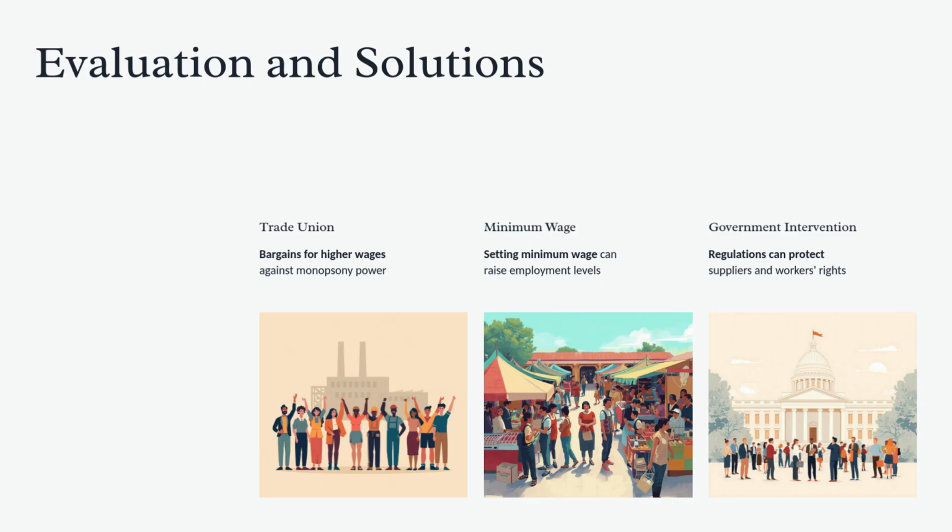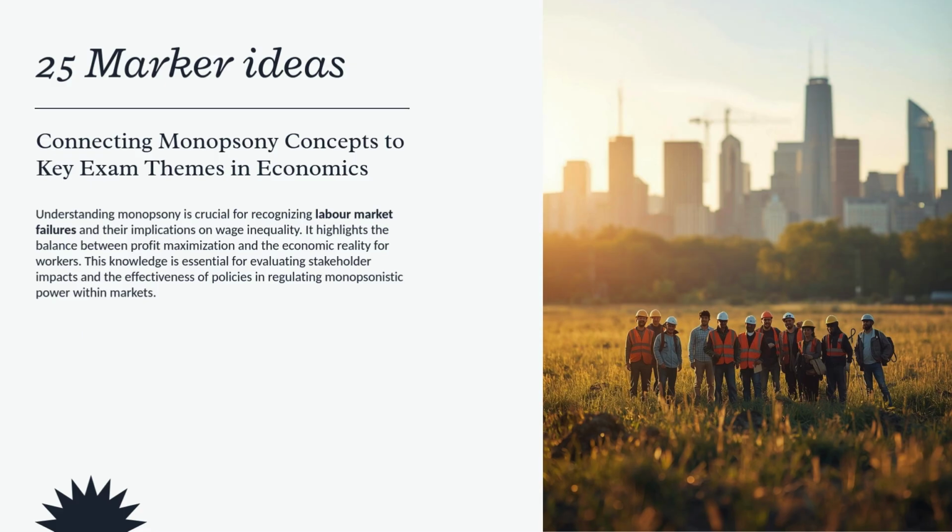The third thing we can talk about is government intervention. Government might regulate labour markets, enforce employment rights, and encourage competition between employers in the region. However, every policy has trade-offs. Minimum wages set too high could increase unemployment. Trade unions might reduce labour market flexibility. Government regulation could increase business costs. So strong evaluation is always about weighing up benefits and drawbacks.